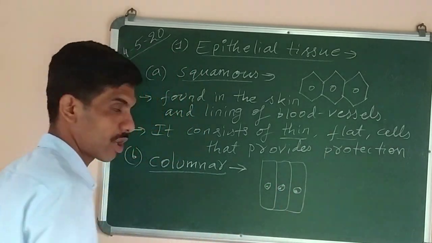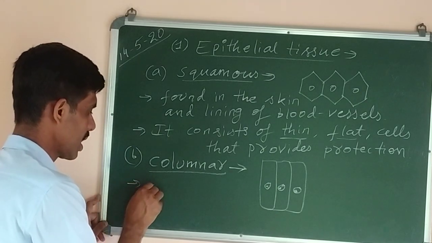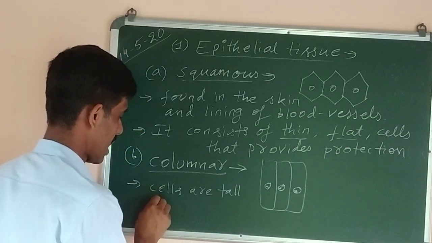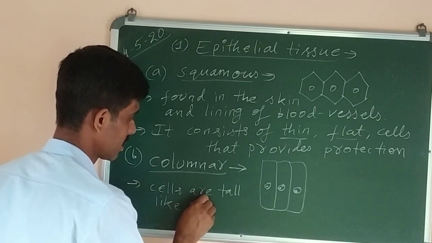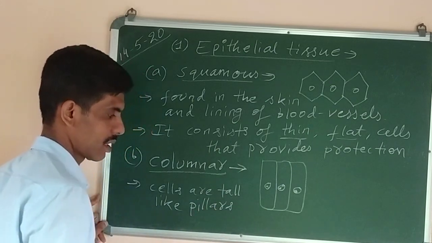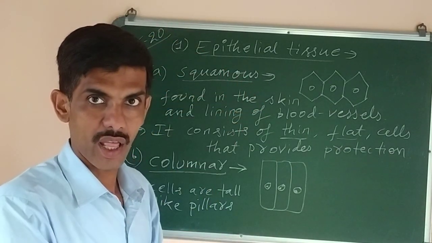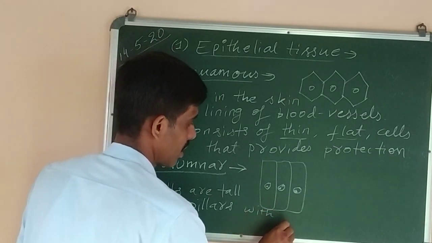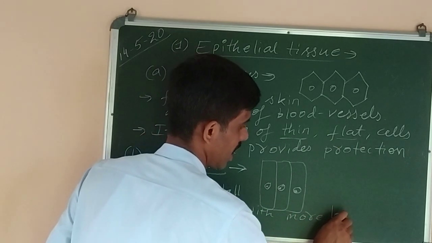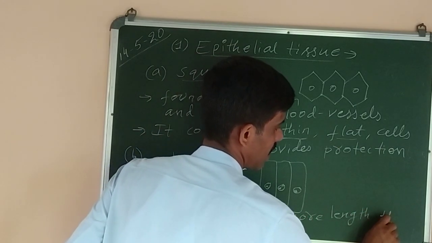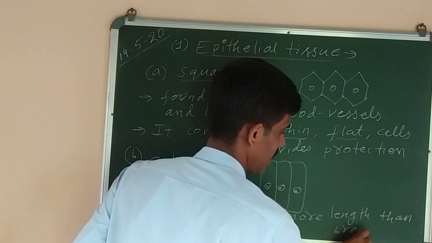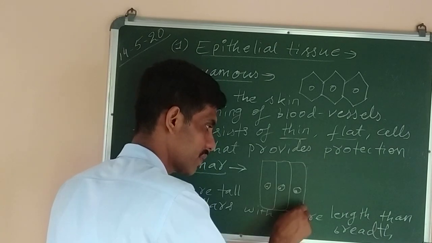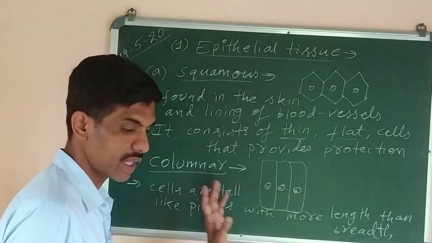Alright? So columnar epithelial tissue, cells are tall like pillars. They are tall like pillars only, isn't it? And they have more length than breadth. Means the length of the cells is more than their breadth. You can see length is more, breadth is only this much. Length is this much from here to here. Okay, length is more, breadth is less.